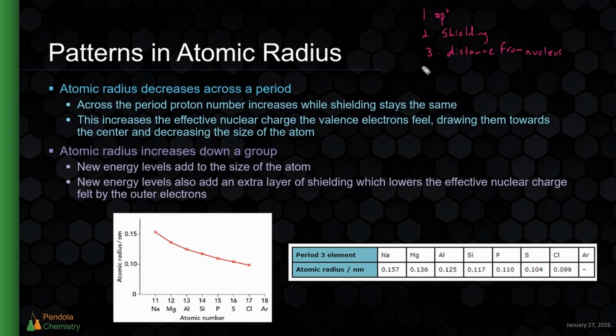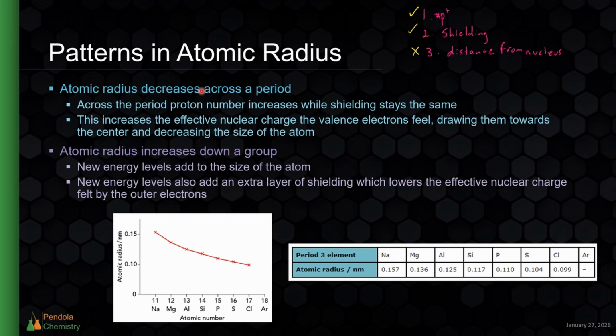Now, for this particular conversation of atomic radius, we're going to talk about the number of protons and the shielding. We're not going to discuss distance from the nucleus because the radius is the distance of the outer electrons from the nucleus. So we would be being a little meta there, talking about the distance while blaming the distance. So we're really only going to focus on 1 and 2 for atomic radius, but we'll look at all 3 of them for other properties.